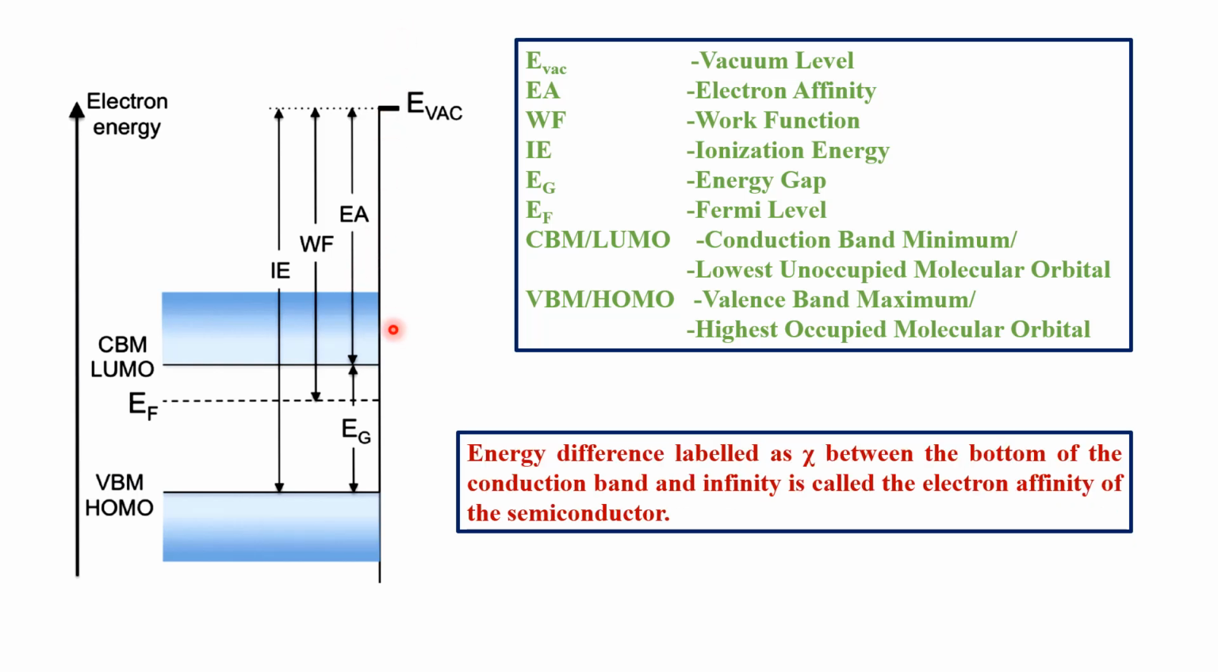Next, the energy difference labeled as psi between the bottom of the conduction band and the vacuum level is known as the electron affinity. In the work function case, we remove the electron from the surface, but when we remove the electron from the conduction band minimum to the vacuum level, it is termed electron affinity. I hope the definitions are clear. So now can you think again whether option 1 or option 2 is correct?